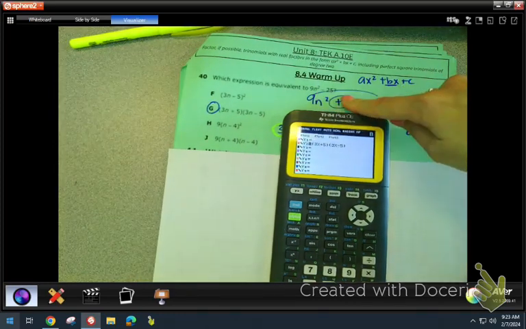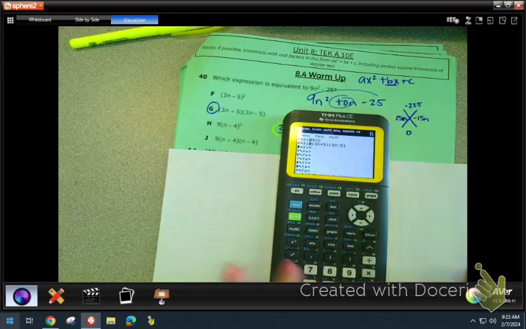No, you put the original, 9x squared minus 25. I put my problem in y1. I can put my answer in y2. And y'all, you can go and check every single problem on your test that you turn in. Like if you feel confident and you check it, you'll know if you made 100.